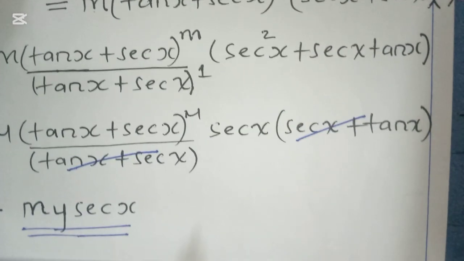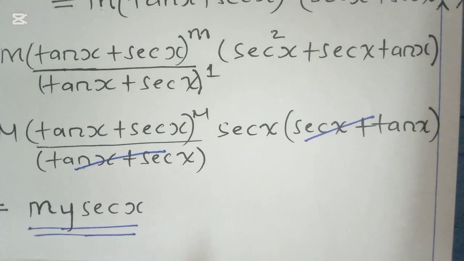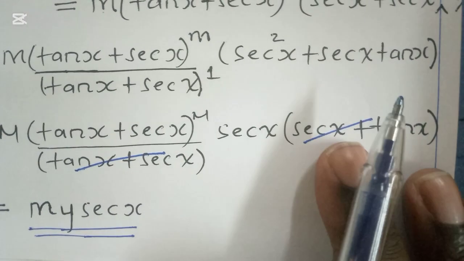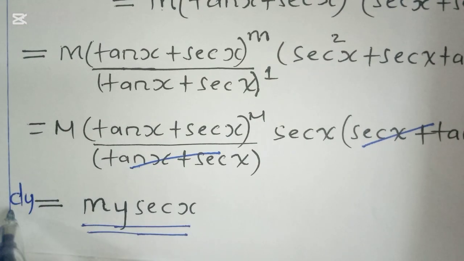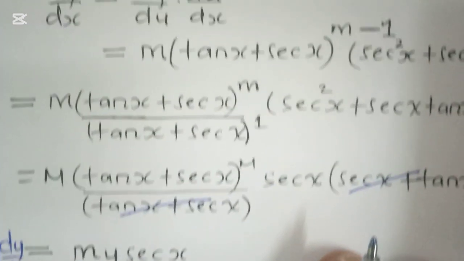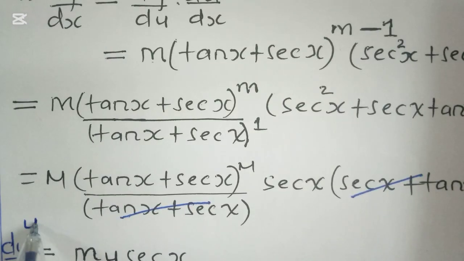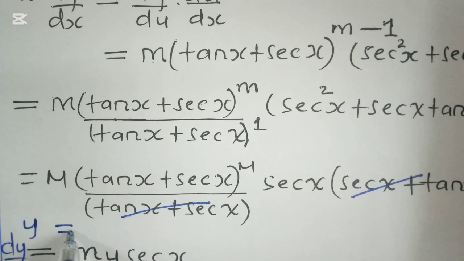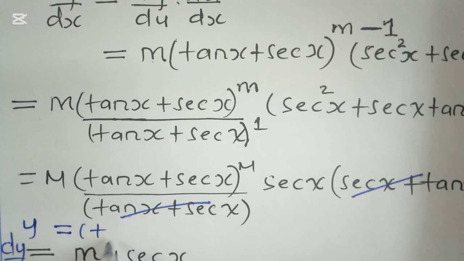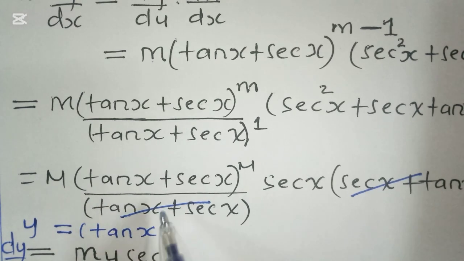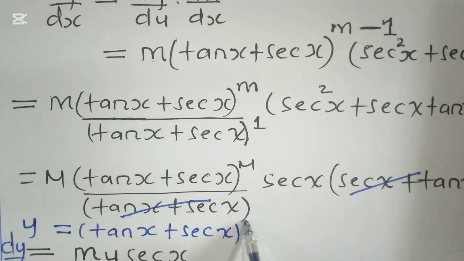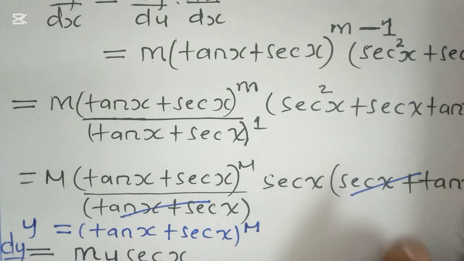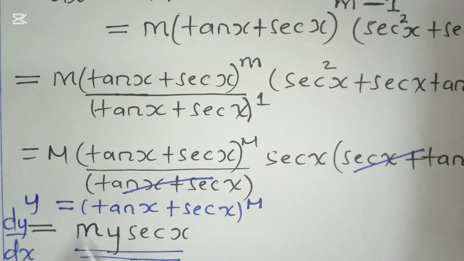And so our answer should be equal to m y sec x. That is my sec x. So this is now dy dx equals m y sec x, where y is the equation we were given, tan x plus sec x raised to m. So guys, we get this as our solution.